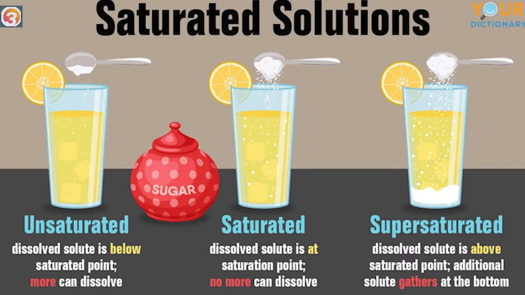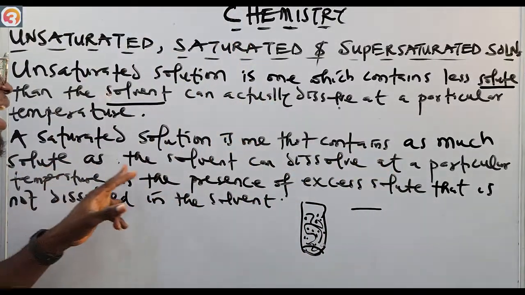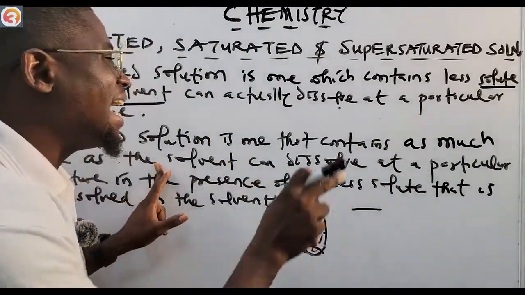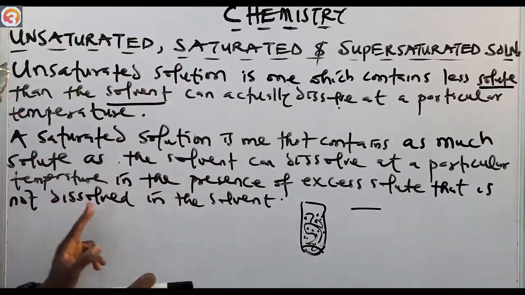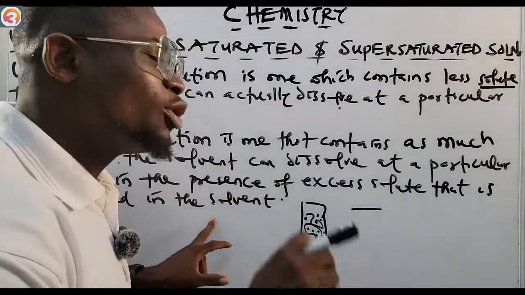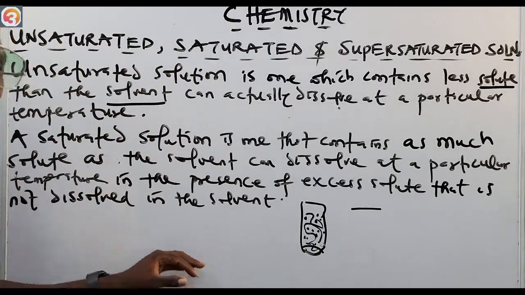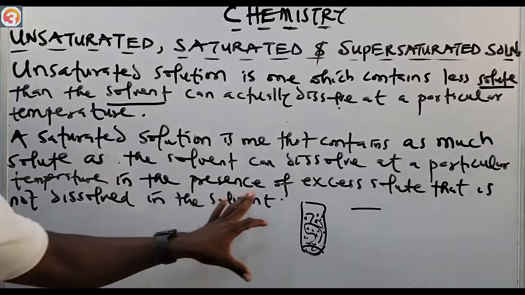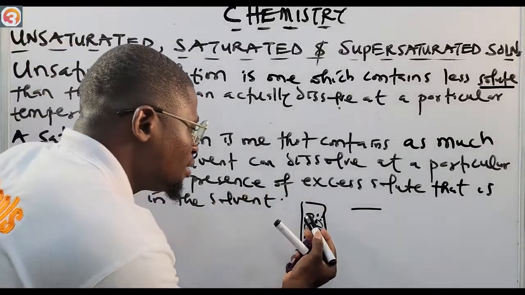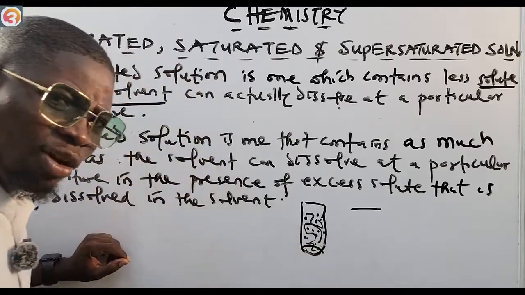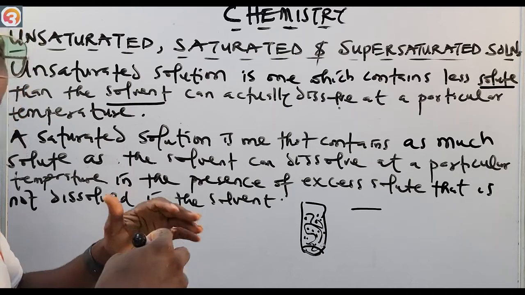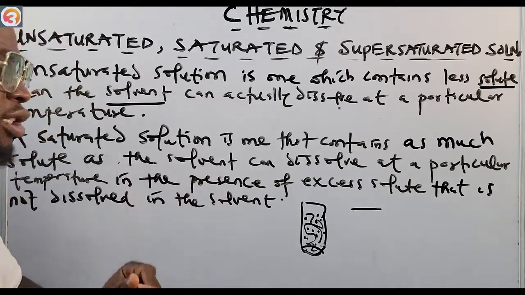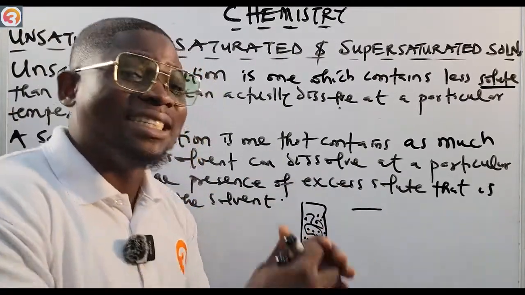So that's why we are saying that a saturated solution is one that contains as much solute as the solvent can dissolve at a particular temperature, in the presence of excess solute that is not dissolved in the solvent. This last line is just the explanation of the particles that you are still seeing. You are seeing the particles there, but they can no longer dissolve at that point. The solvent has already dissolved as much as it can take.